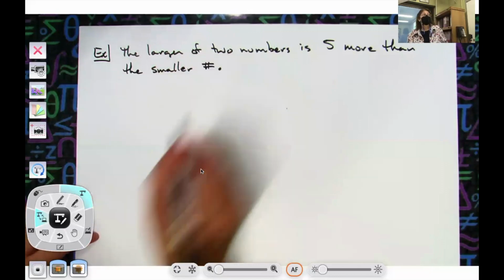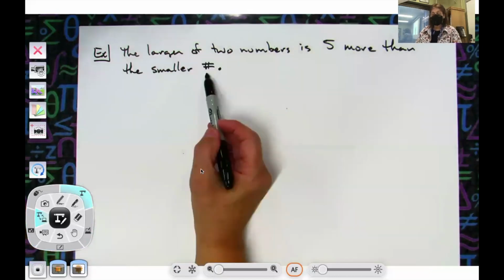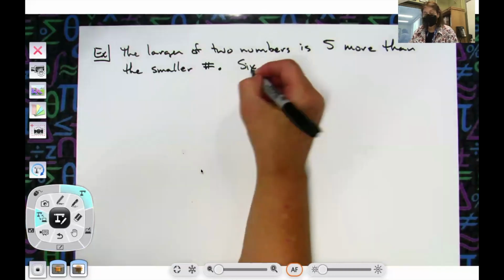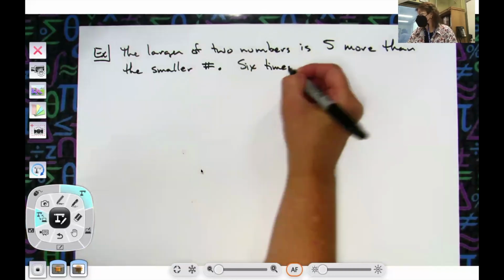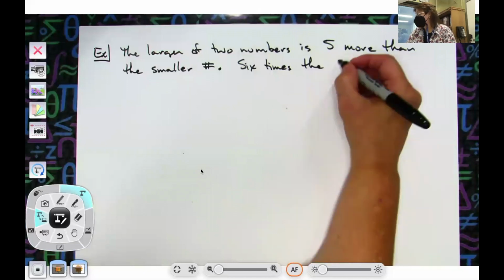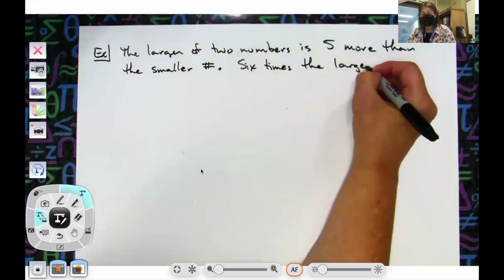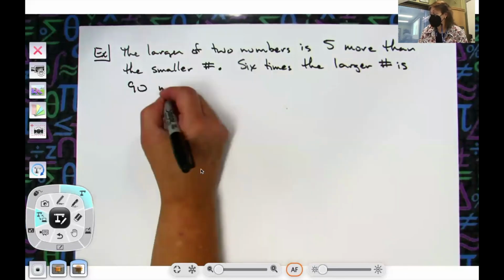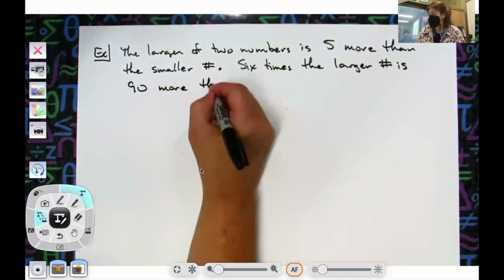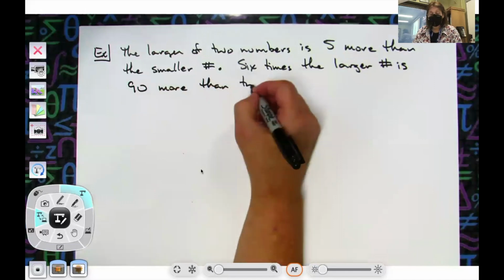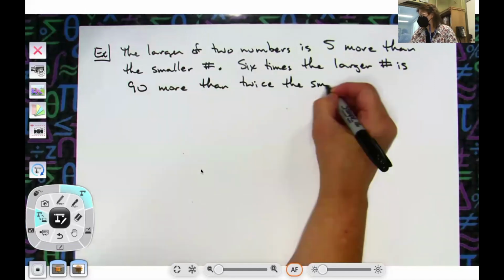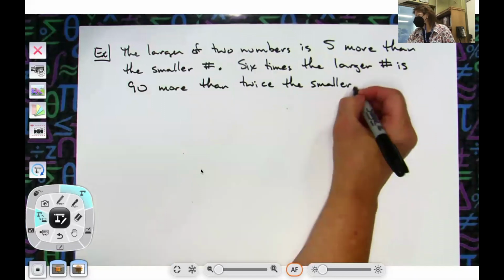When I get tired of writing out the word number, I use a little number symbol. We're good there, though. 6 times the larger number is 90 more than twice the smaller. Find the numbers.